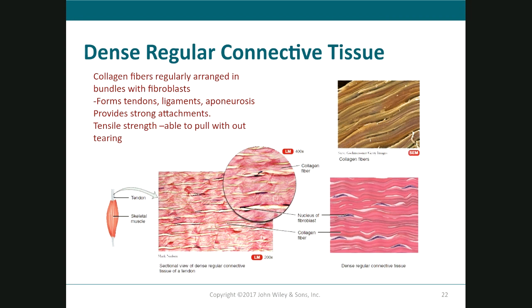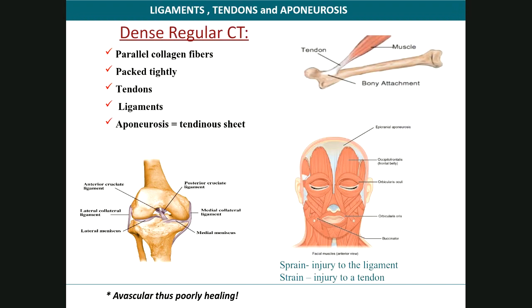So let's look at what it looks like. You can see these collagen fibers right next to each other, arranged in bundles, with the fibroblasts throughout here. It's going to provide strong tensile strength. So let's look at where we see this. We're going to see this in ligaments. Remember the definition of a ligament: it connects bone to bone, and it's made up of dense regular connective tissue.